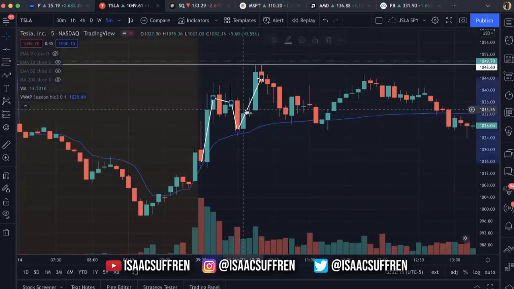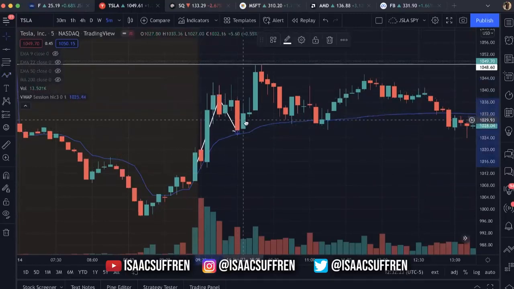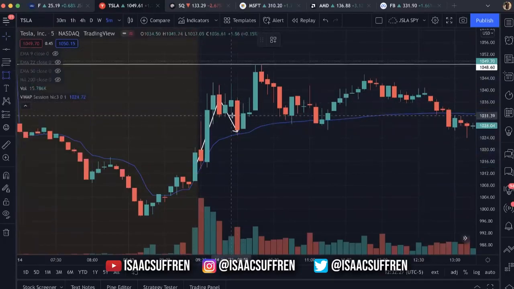Now, just so you guys know, like I said, we had a move up and we retested VWAP, and I entered right here, right? This would have been my entry, and let me just highlight that real quick. This would have been my entry right here. Oh, you can't even see that. Oh, never mind. But just so you know, this candle right here would have been my entry.